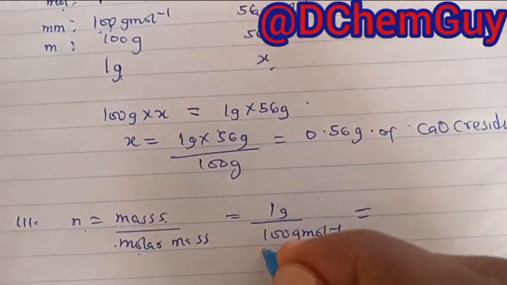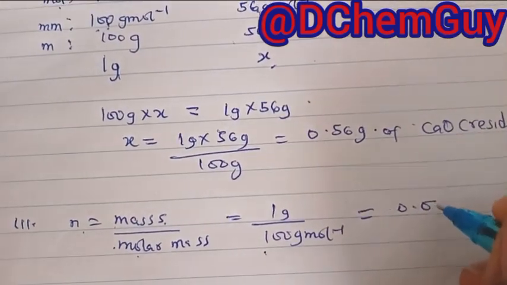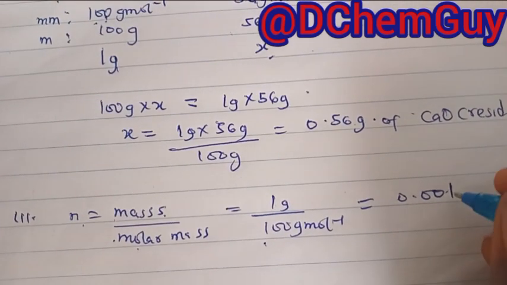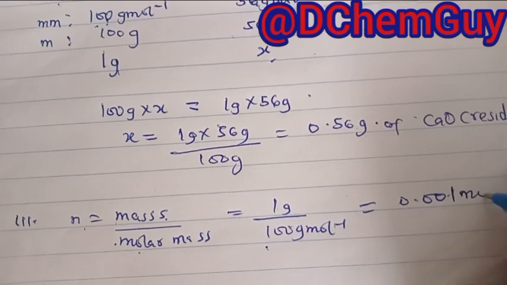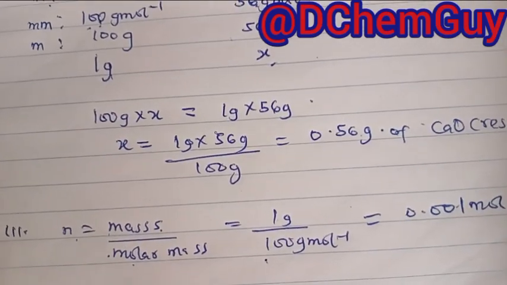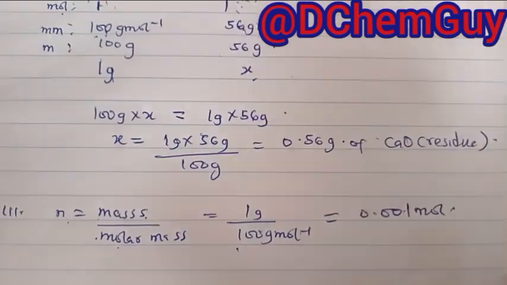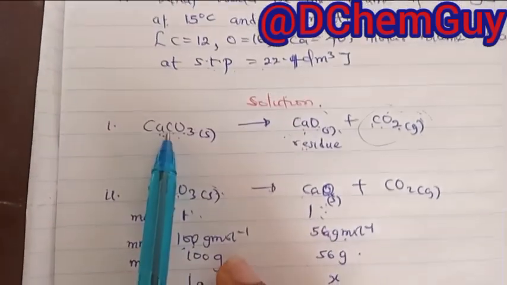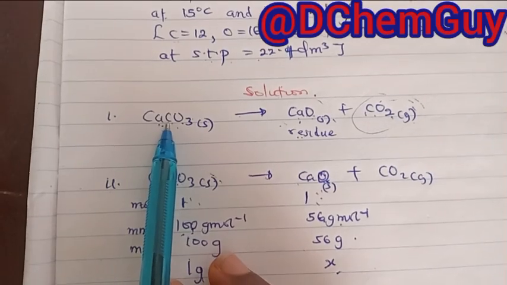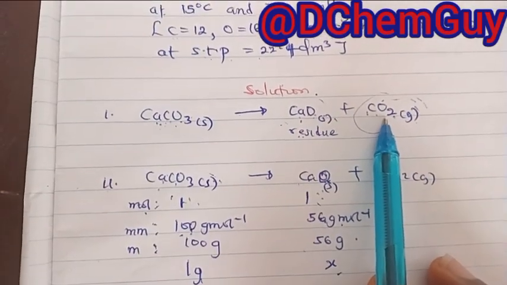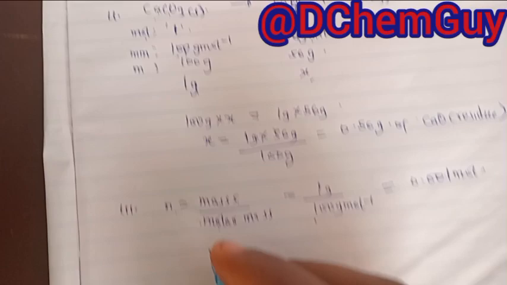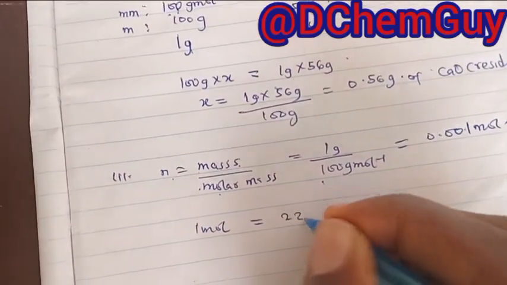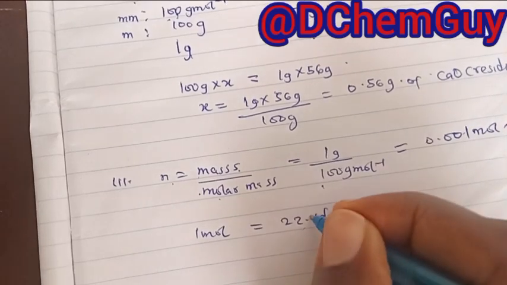So 1 gram divided by this is going to give us 0.001 mole. Now we'll proceed. Since we have that, ideally 1 mole of this is supposed to liberate 22.4 dm cube of CO2. So we write it here: 1 mole is supposed to give us 22.4 dm cube.